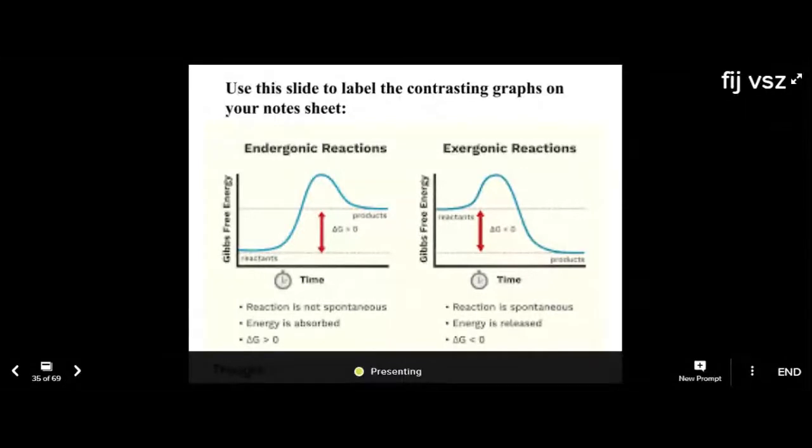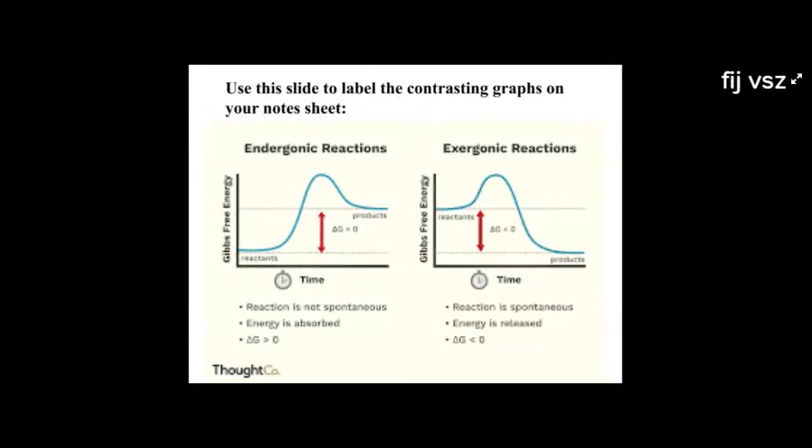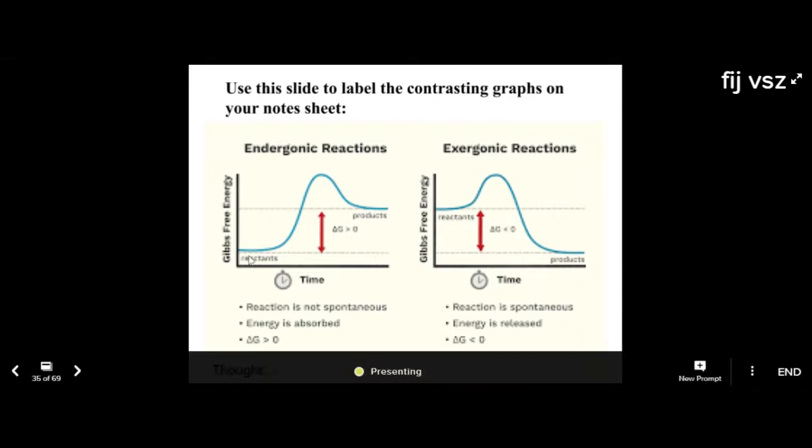Now this is another one. You have two contrasting graphs on your worksheet, and this is the one I can tell you what to put on those graphs. So the one on the left, and I think it's the same as the one I put on your worksheet, is endergonic. So the reactants are lower, have less potential energy in them than the products. So an endergonic reaction is going to absorb energy, right? Whereas an exergonic reaction over here is going to have its reactants have more potential energy in them than the products do, and so it will release it.